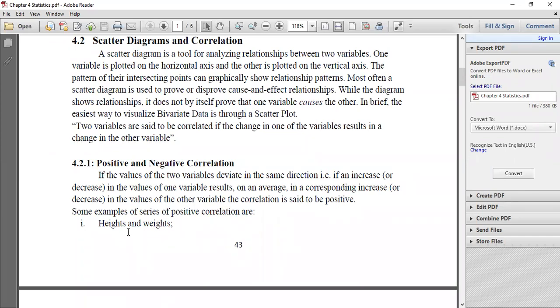So I don't know one instance where your height is decreasing and your weight is increasing. The other way around, I have not seen such an instance where the height is, or possibly at old age, you may find that someone's height is decreasing, and so is their weight.